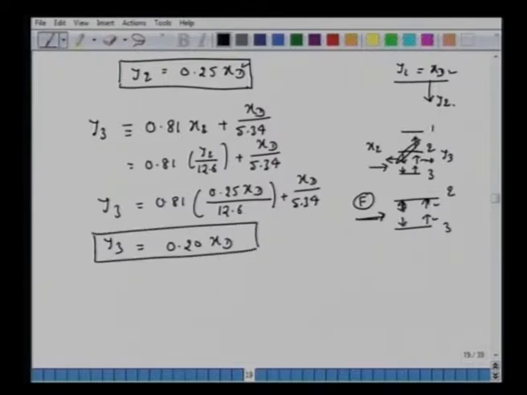So this y3 is now known to us. Once we know y3, all right, we can calculate now x3. So this is the third stage, and the composition here is x3. So x3 will be equal to y3 divided by 12.6, equal to 0.016 xt.